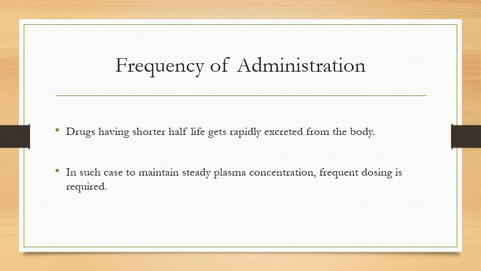Then the frequency of administration of a drug. Drugs having shorter half-life get rapidly excreted from the body, and in such cases, to maintain steady plasma concentration, frequent dosing is required.